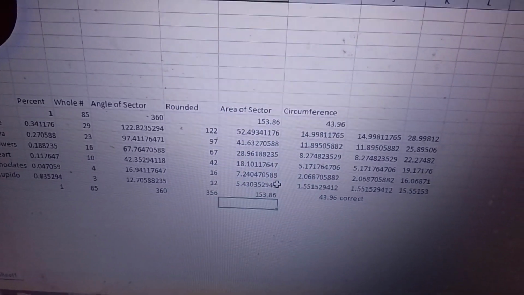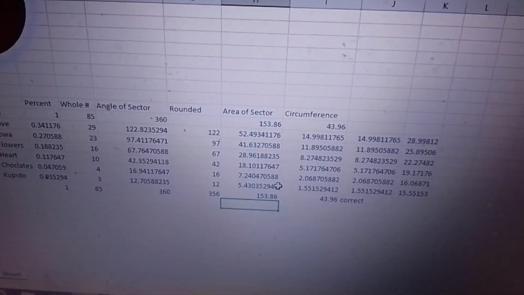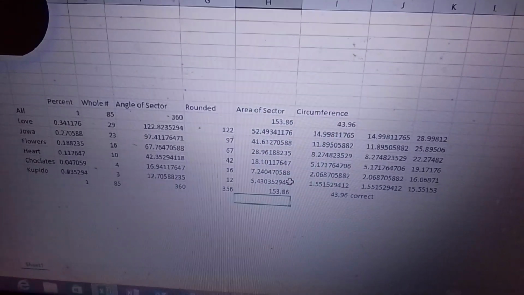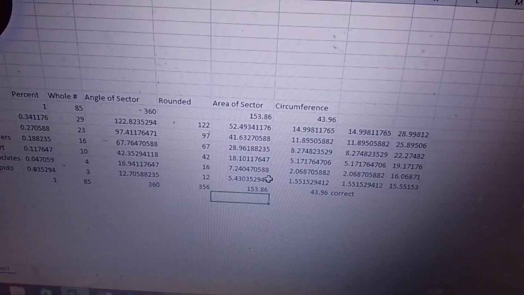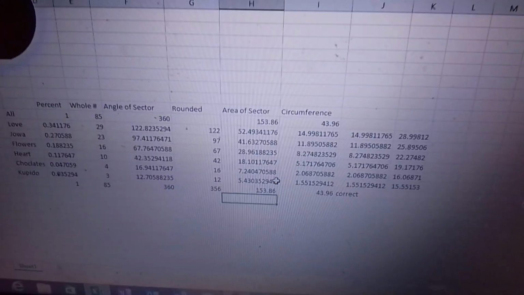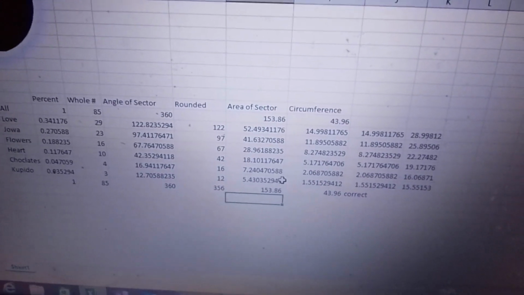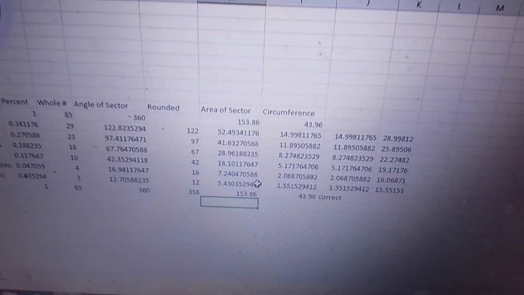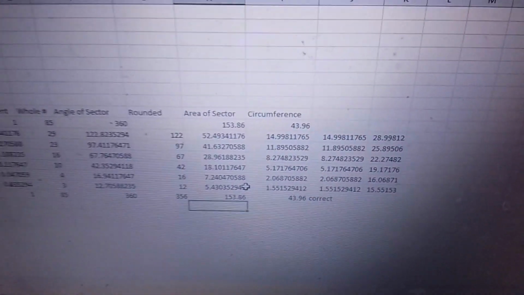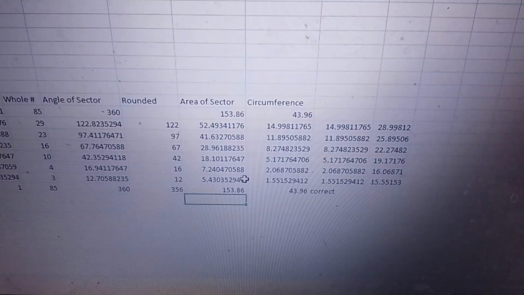Then for the area of the sector of a circle, for the love, that's supposed to be 52.5 square centimeters. For jowa, that's 41.63 square centimeters. For flowers, that's 28.96 square centimeters. For heart, that's 18.1 square centimeters. Chocolates is 7.202404 square centimeters. And Cupido is 5.43 square centimeters. That's how we solve for the area of sector of the circle, and the circumference as well.